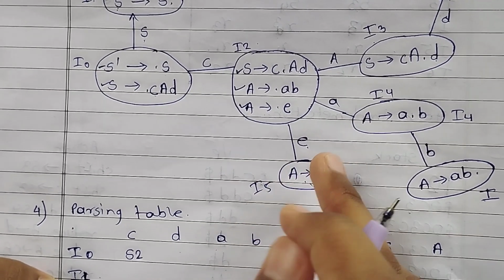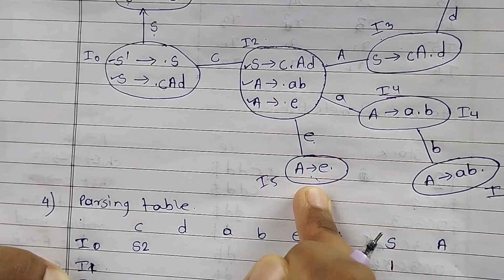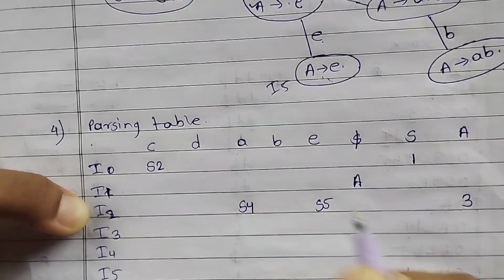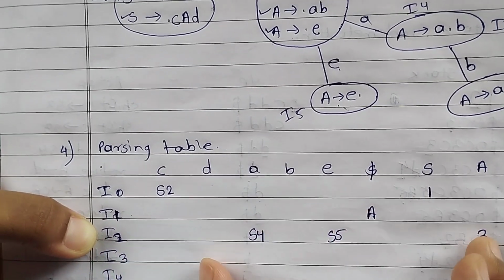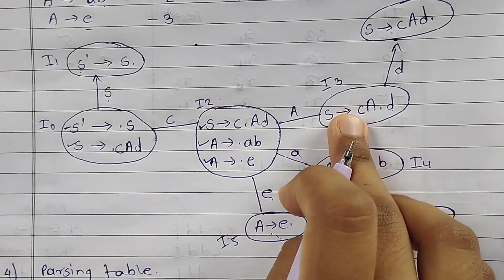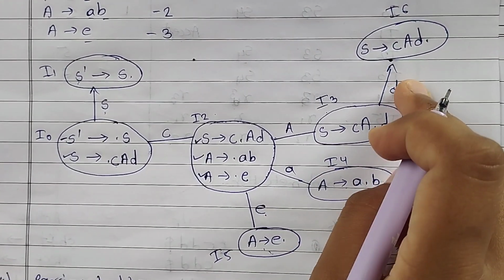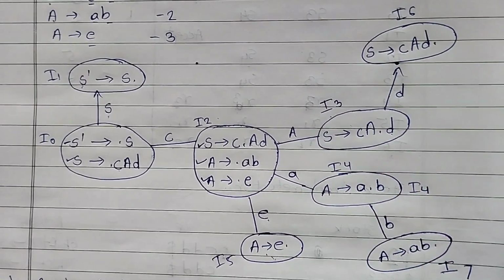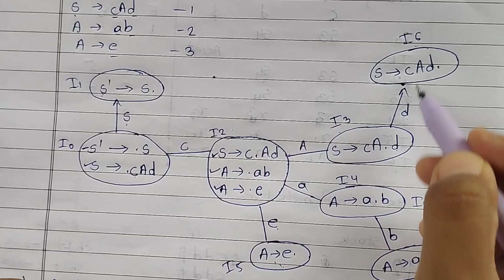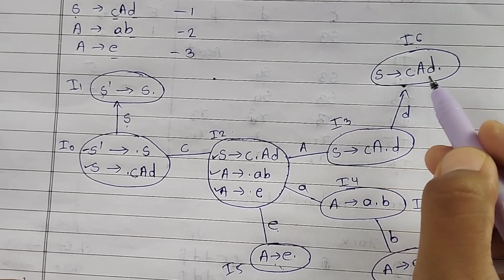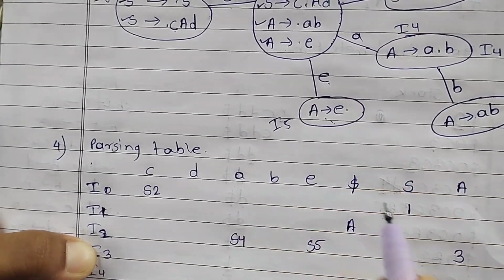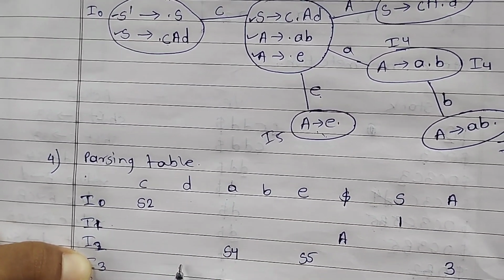Now small e. I2 transfers e to I5, so we write S5. I2 and e is S5. And the remaining we do not do anything, they stay as they are. Now the I3 state. The I3 state transfers D to the I6 state; it only transfers D, and it shifts this D into I6. So we write S6. I3 and D is S6.